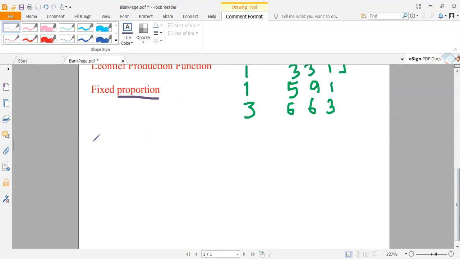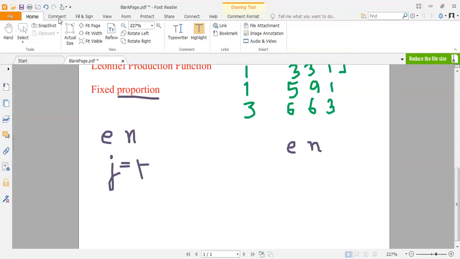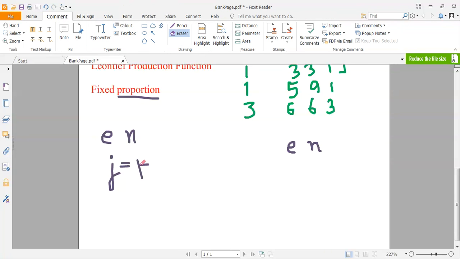Let's say you are selling jewelry, so you need two earrings and one necklace. So in that case, if you are producing jewelry, that jewelry production function will be a function of earrings and necklace. Now here I'm not talking about pairs, because I want to show you different types of production functions. So let's say I have two earrings and one necklace, so I'll be able to sell one set of jewelry.